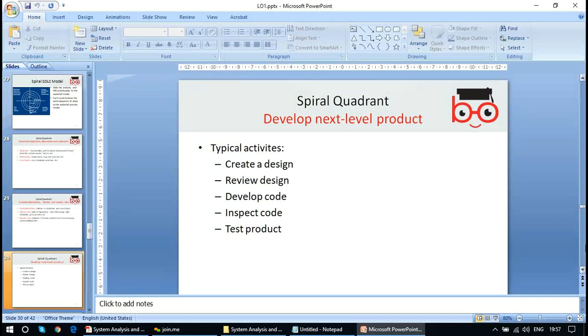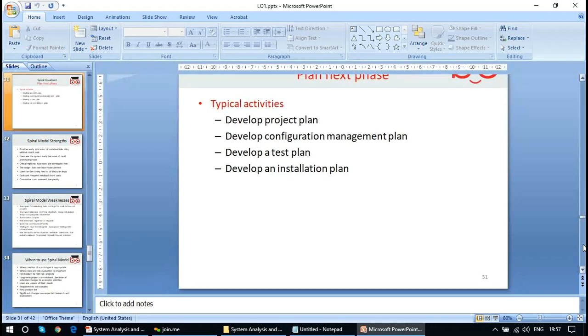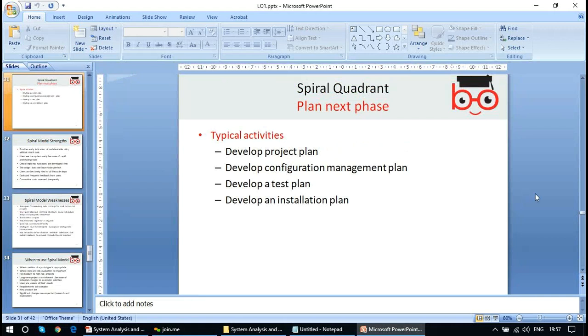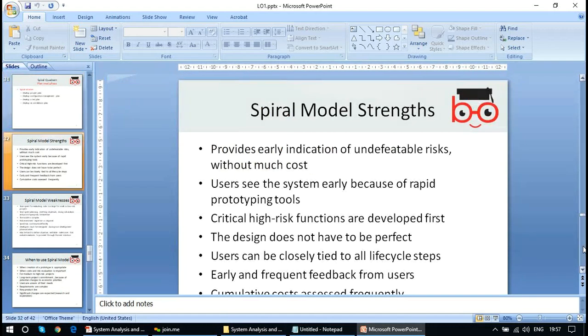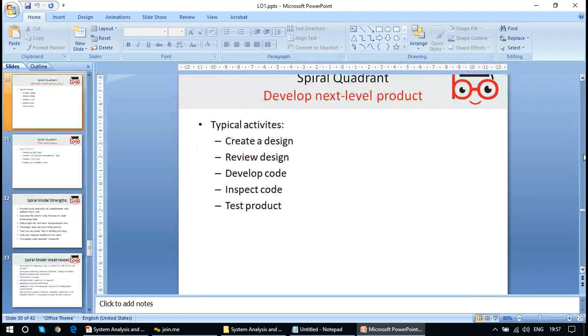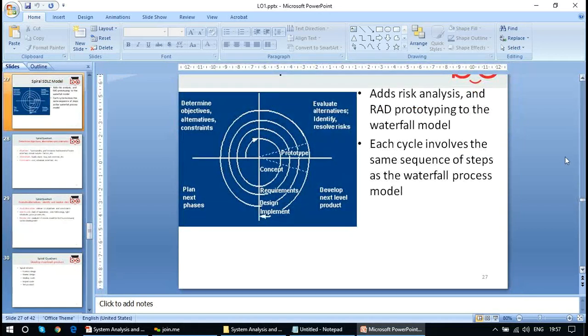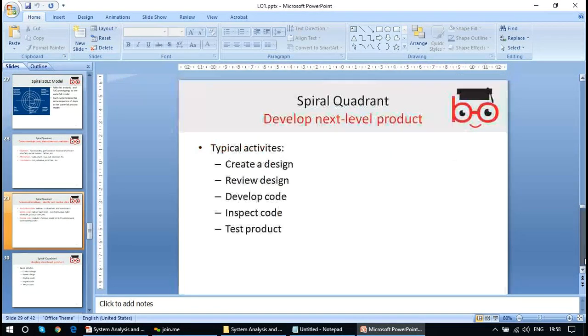There are certain definitions about the development, and for the next level they are a little more theoretical. However, these things are very clear, like what the project plan and test plan are. I think there is no need to discuss it. A few slides are more detailed about the quadrants of the spiral model. They are easy to understand: create a design review, develop code, and these things are basically talking about this picture. Okay, that's fine. So let me move further quickly.